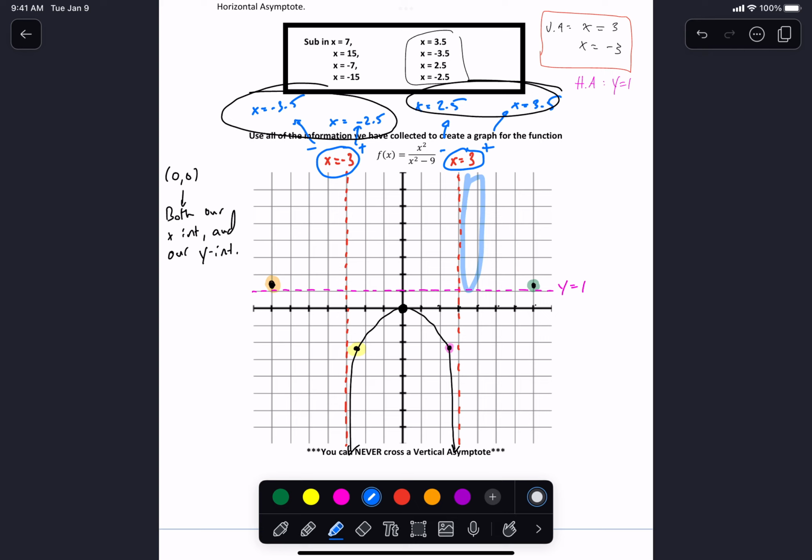Like, it could very well be up here. It could also be down here because I'm allowed to cross over horizontal ones. So what I'm trying to figure out right now is whether or not my graph does that or if it does this. You can cross over horizontal, but you cannot cross over vertical. Vertical are like real problems, right? They like cause havoc in the denominator of the function.